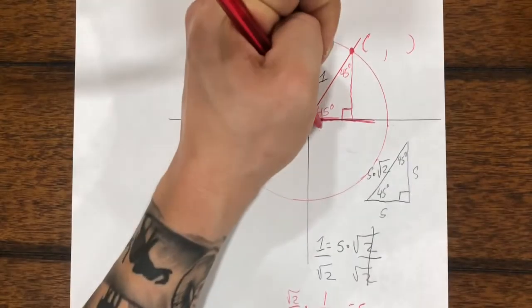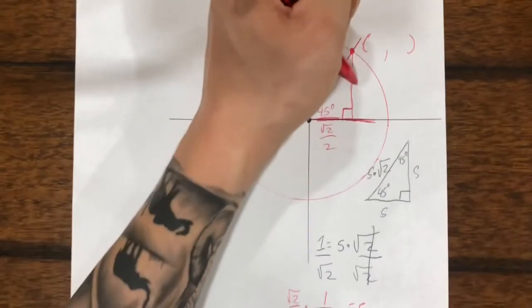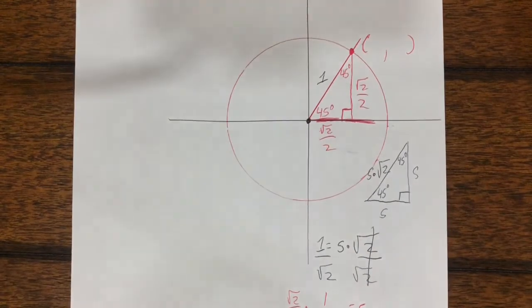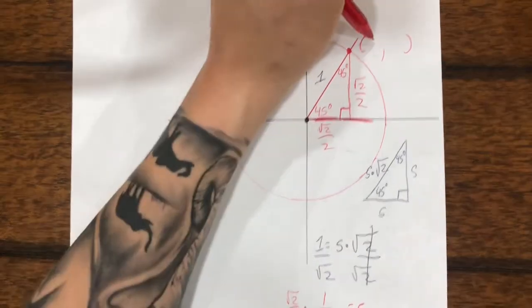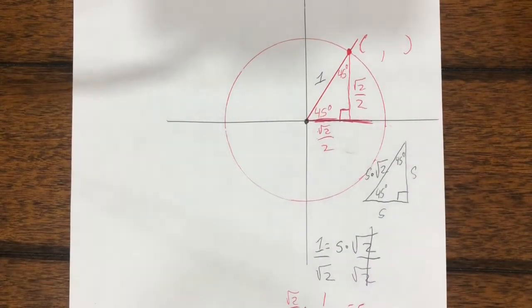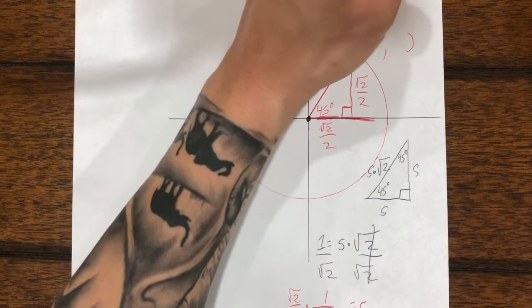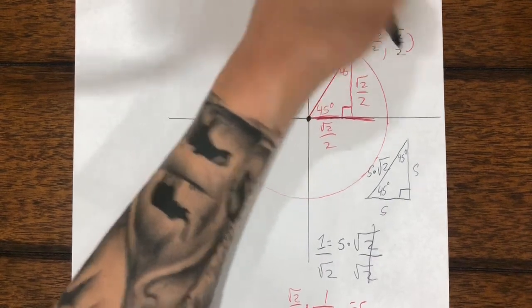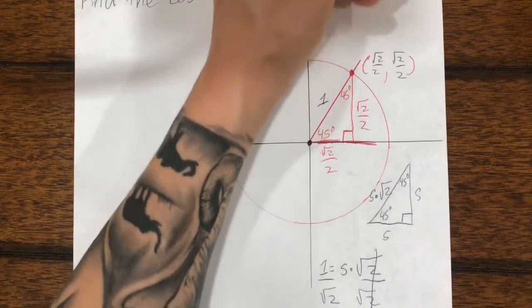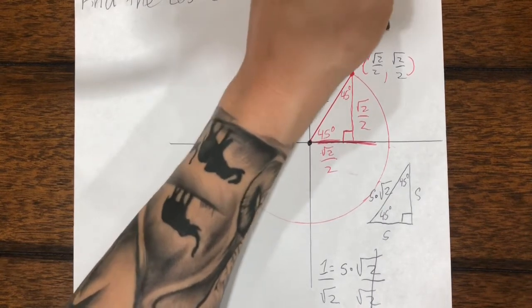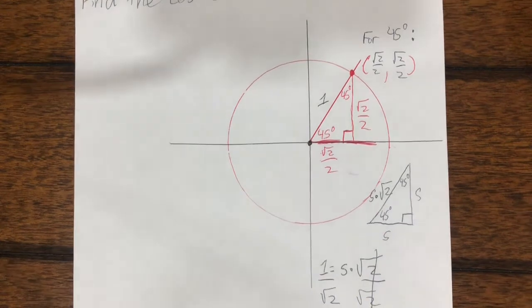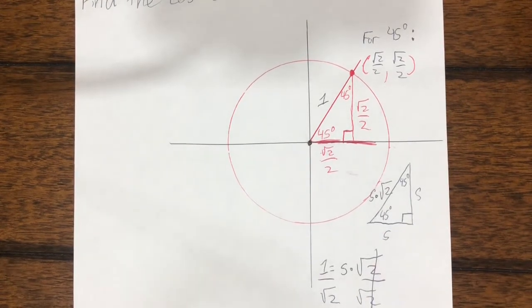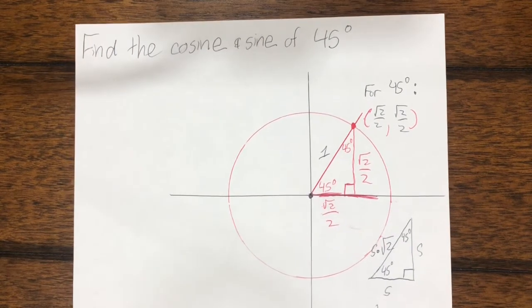So this is root 2 over 2, and over here is root 2 over 2. That means my x and y values are the same number, so I can write it as root 2 over 2, root 2 over 2. This is my x and y coordinate for a 45-degree angle measurement. Now I can evaluate cosine and sine of a 45-degree angle.